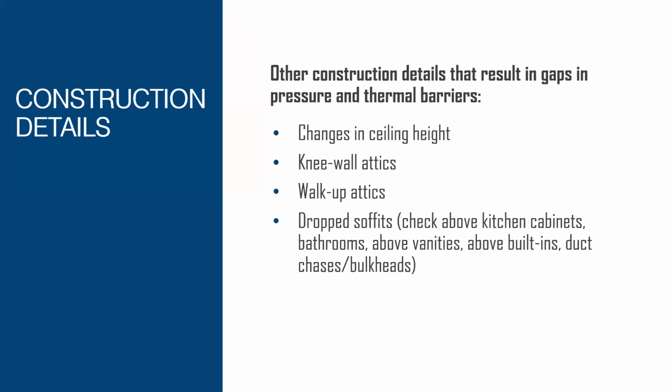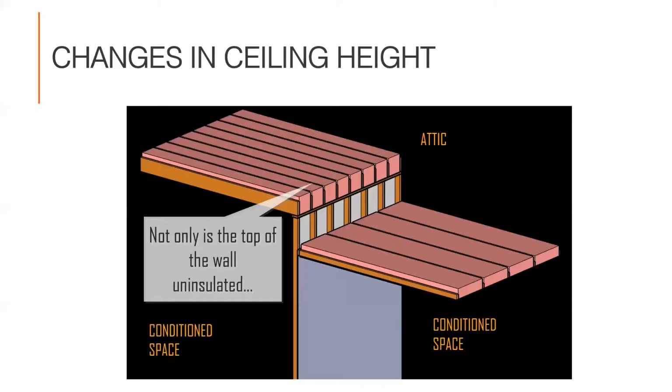So there are other construction details that result in gaps in the pressure and thermal barriers. I jokingly refer to them as the common culprits, but they're things like changes in ceiling height, knee wall attics, walk-up attics, and drop soffits. This drawing shows how changes in ceiling height can create gaps in the thermal and pressure boundaries.